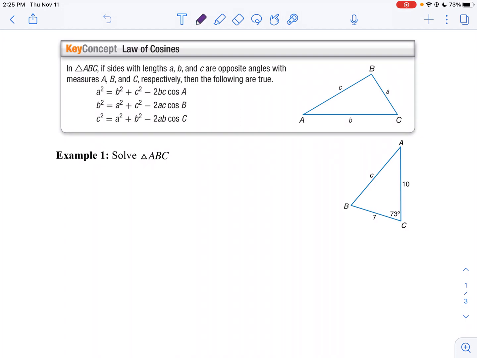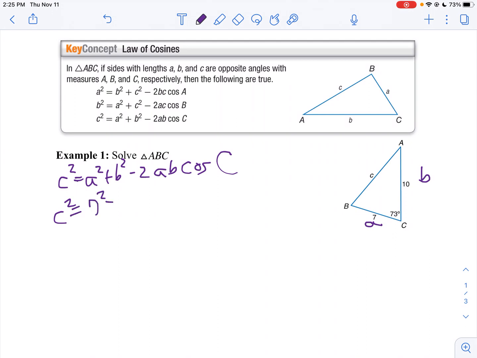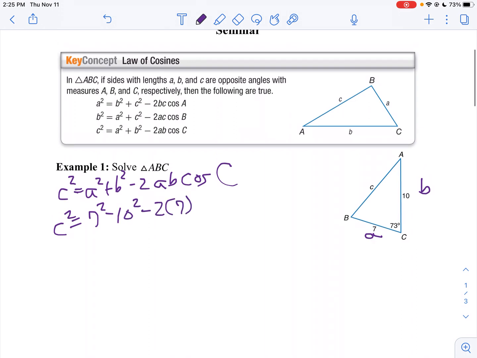I'm going to use C because let's solve for my unknown. So c squared equals a squared plus b squared minus 2ab times the cosine of C. It's just plug and chug. So we know side A is 7. We know side B is 10. We know angle C is 73 degrees. So I'm going to say c squared equals 7 squared plus 10 squared minus 2 times 7 times 10 times the cosine of my angle, which in this case is 73 degrees.